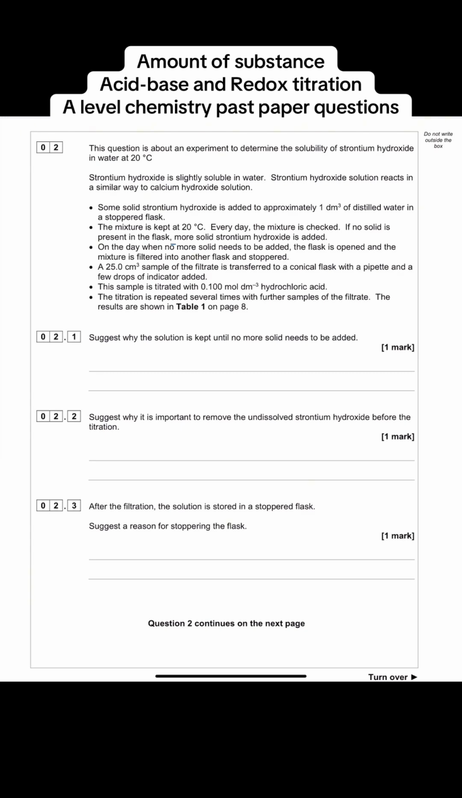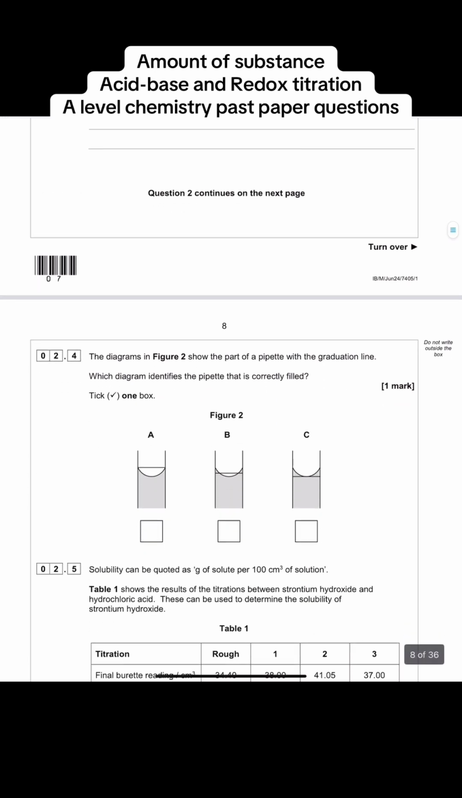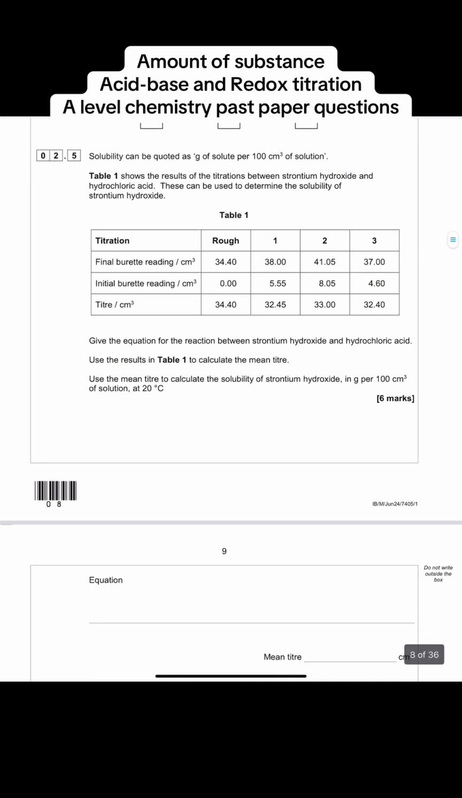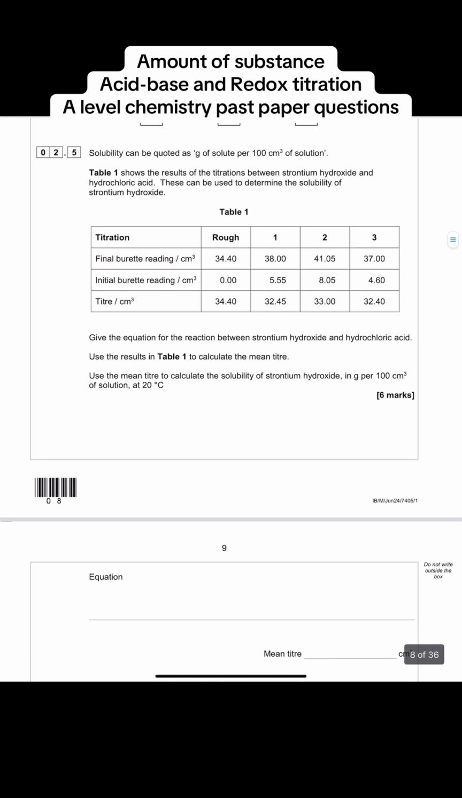First of all, they were making a saturated solution of strontium hydroxide in water, so they kept adding strontium hydroxide until no more dissolved. They filtered the excess, took 25 centimeter cube from that solution and titrated it with hydrochloric acid. The concentration of hydrochloric acid was 0.1 mole per decimeter cube, and then they took the titer and they're asking you now to calculate the solubility of strontium hydroxide as gram per 100 centimeter cubed.